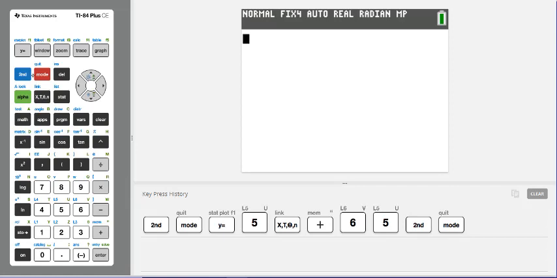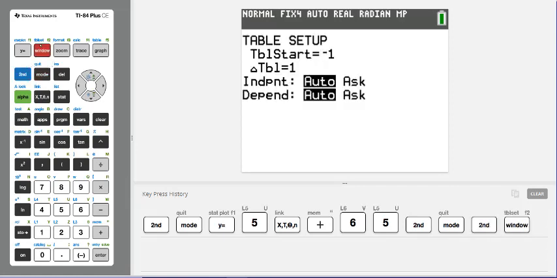In order to look at a table, I have to make sure the table is set up. So that would be second window. If you look at the word above it, it says table set. And it says it's going to start at -1. If we want it to start at 1, all we have to do is put 1 and hit enter. This little triangle means delta. How is the table going to change? We want our inputs to change by 1 hour.